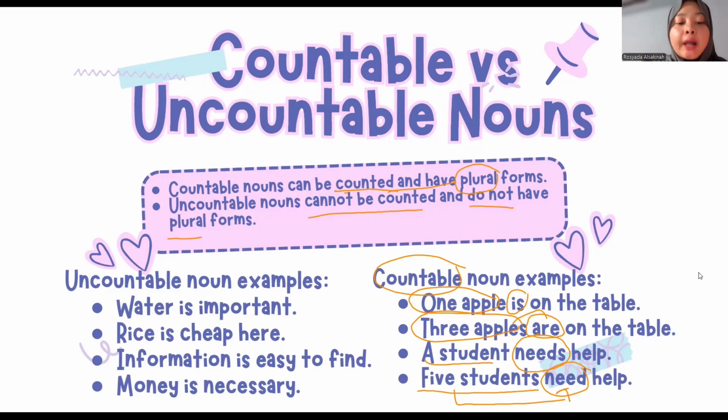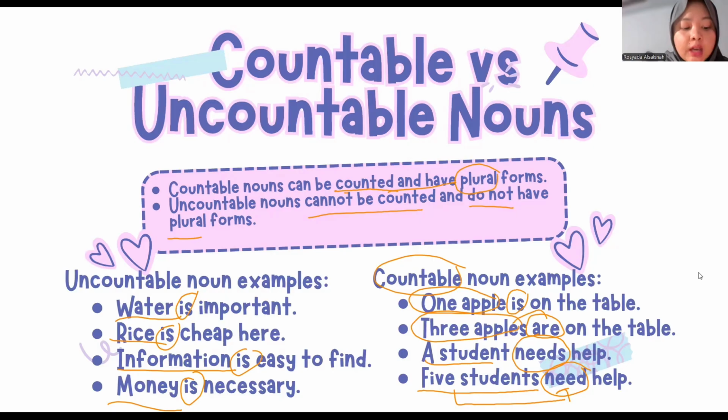And we move to uncountable nouns. Uncountable nouns like water, rice, information, and money are uncountable. So uncountable nouns are singular, so we use is for the sentence.